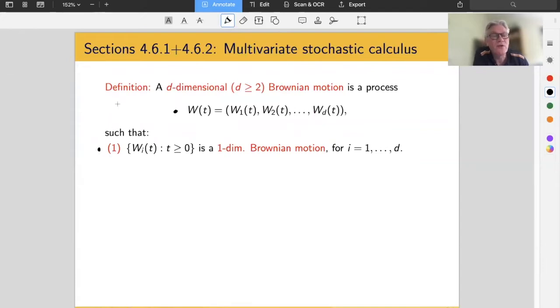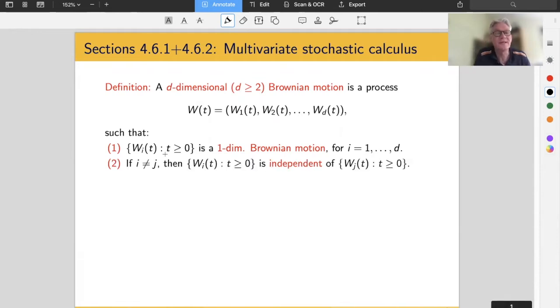Each individual Wi(t), t greater or equal to 0, is a one-dimensional Brownian motion for all i = 1, 2, 3, up to d. That is the first property. The second part is when i is not equal to j, then Wi(t), t greater or equal to 0, is independent of Wj(t), t greater or equal to 0. So when i is not equal to j, these two are independent.